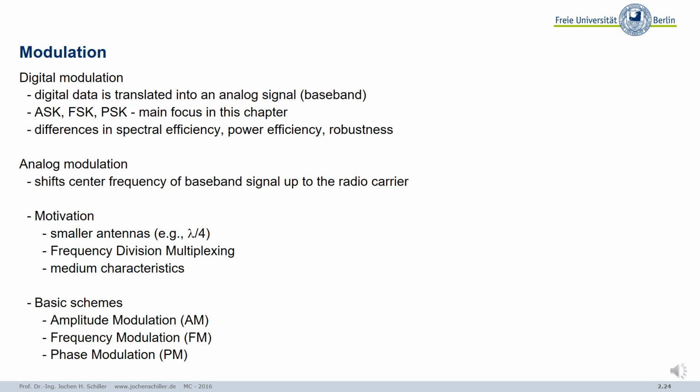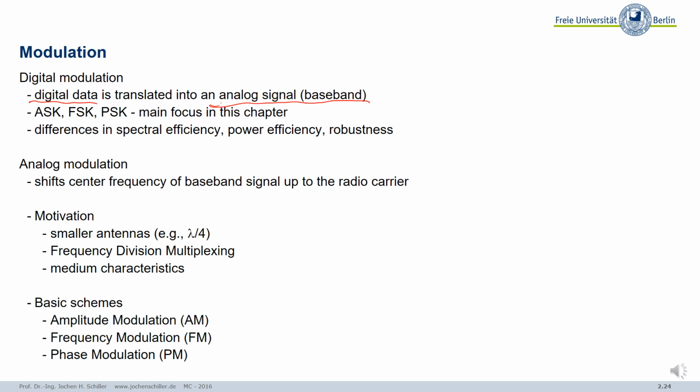I will explain it after we learn more about modulation, because this is what we need for all this spreading and all this thing. So for now, we have the channels, we have our digital data, but we have to translate it. And there are two steps. One step is we have to translate the digital data into an analog signal, a so-called baseband signal.